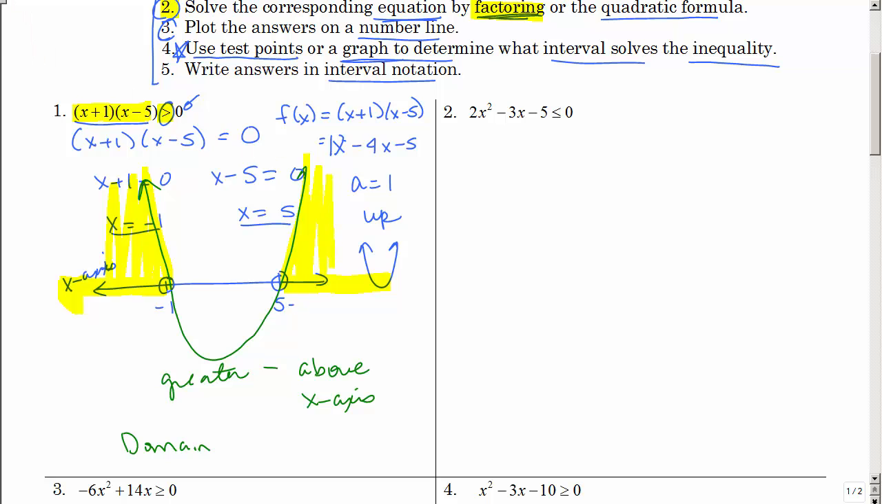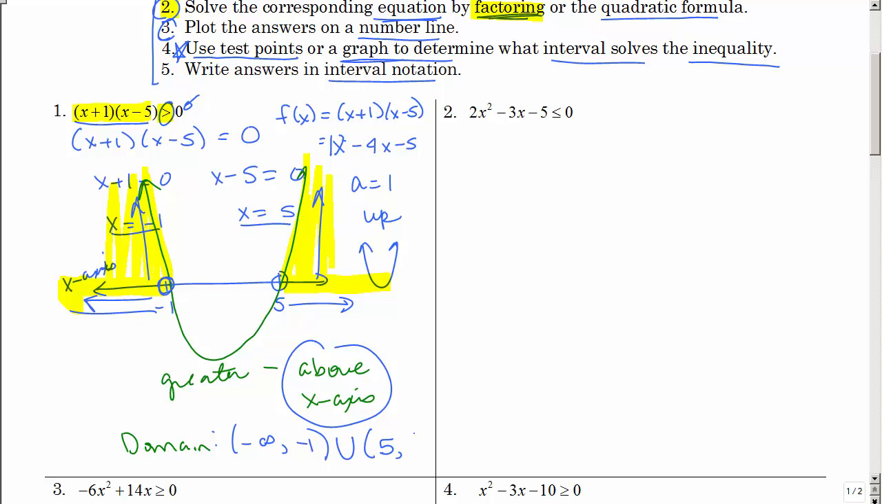So it means when x is going bigger, y is up. When x is going left of -1, y is up. It's above the x-axis. So what is the domain? Left to right. That's from -infinity to -1 with a parenthesis because of the open circle, union 5 to infinity. So if you can tell above or below, you're going to get this. It's really easy.